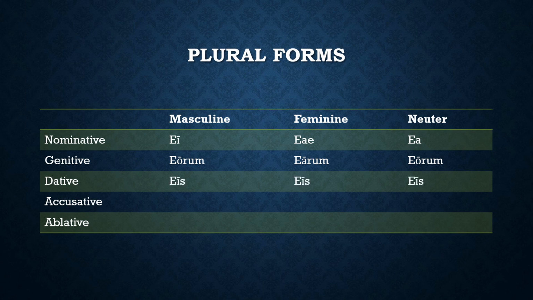The dative, regardless of its gender, will be the same with the long is ending, eis. The accusative continues in that first and second declension pattern format, with a long os in the masculine, eos, a long as in the feminine, eas, and once again the accusative neuter will match the nominative neuter with ea. Finally, we have the ablative plural, which once again matches the dative plural and has a long is ending for all three genders with the form of eis.